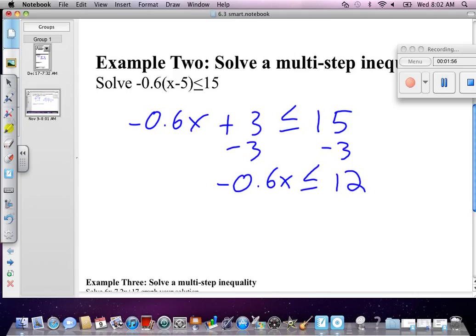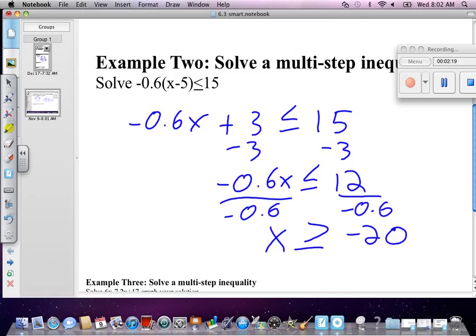Good. Does everybody see that? We're going to divide by negative 0.6. Okay, now I'm dividing by a negative, which means I'm going to do what? Flip your inequality. 12 divided by negative 0.6 gives us negative 20.